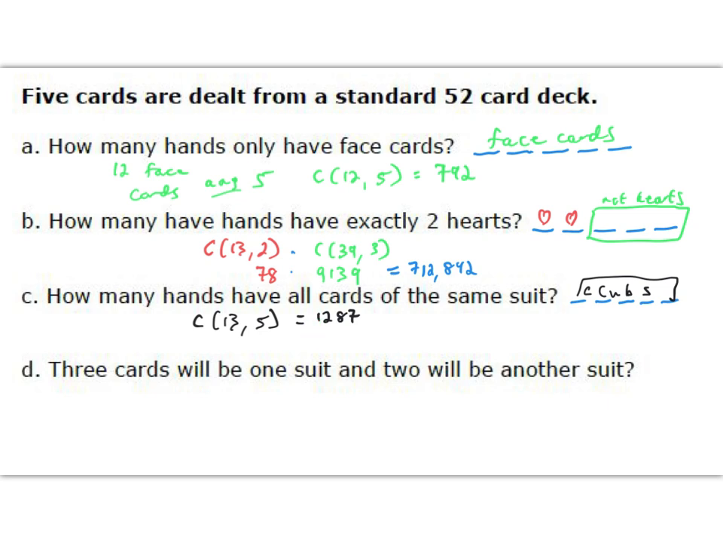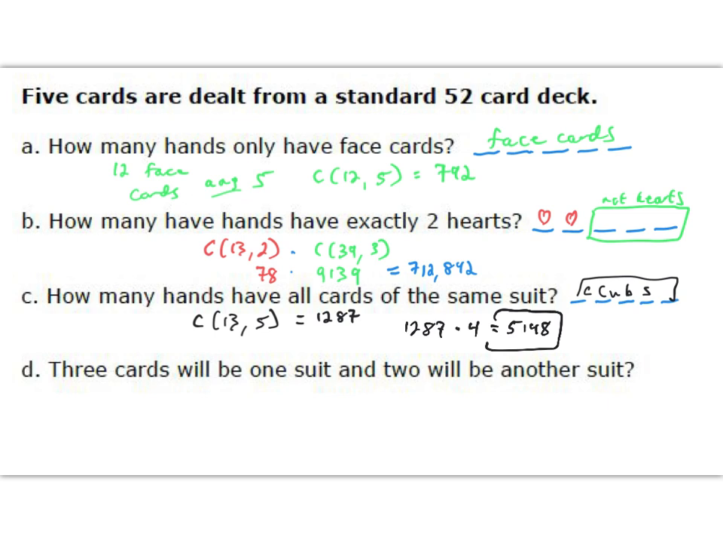So what we really have here is we have to account for the different choices of suit. So I'm going to take that 1287 and multiply it by 4 choices of suit here. And that's going to give me 5,148 hands that have all of the same suit. Okay. All right, so let's kind of combine our concepts here for this last problem on this panel. 3 cards belong in one suit and 2 in another.